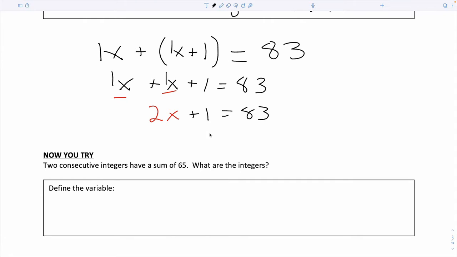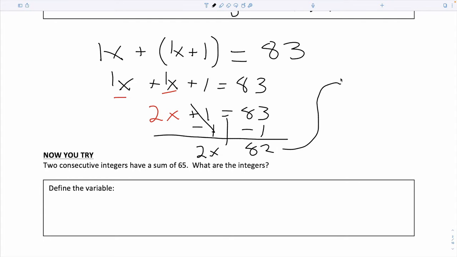Milo, what's my next step? This is a two-step equation. I want to move the ones over because I want it away from the x. How do I move that one over? You subtract 1. Yeah, so we wanted the 2x by itself. 2x is now by itself. Those canceled. 83 minus 1 is 82. I'm going to bring this guy up here because I ran out of room.